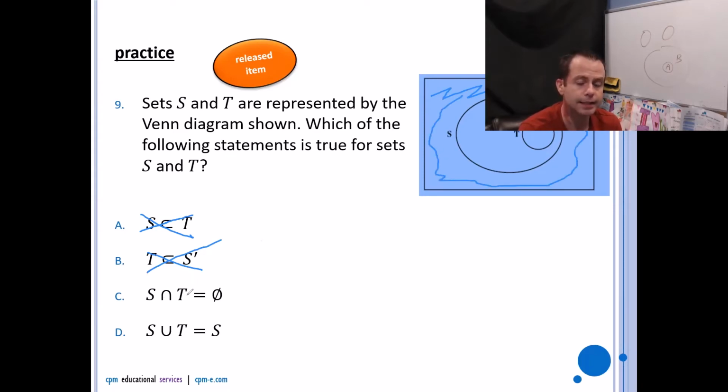S and T is an empty set. So S intersect with T is an empty set. That's not true. S intersect with T actually is T, okay? And then S or T is S. That is true because T is a subset of S, right? So T or S is S. That one is true. So the answer is D. Okay.